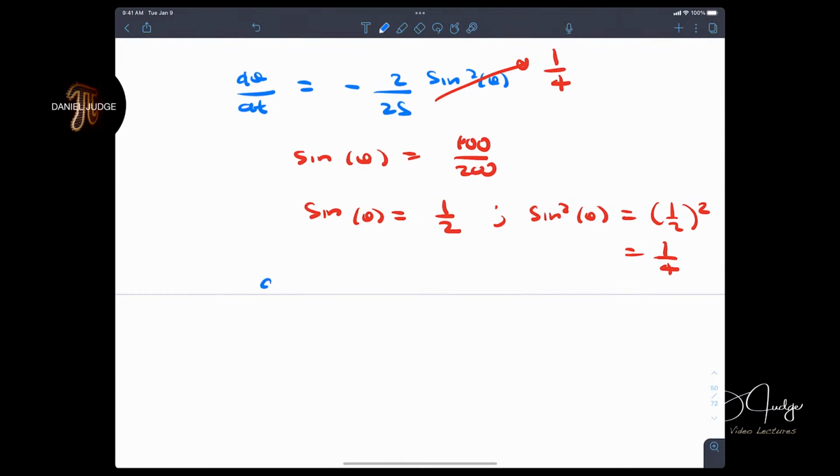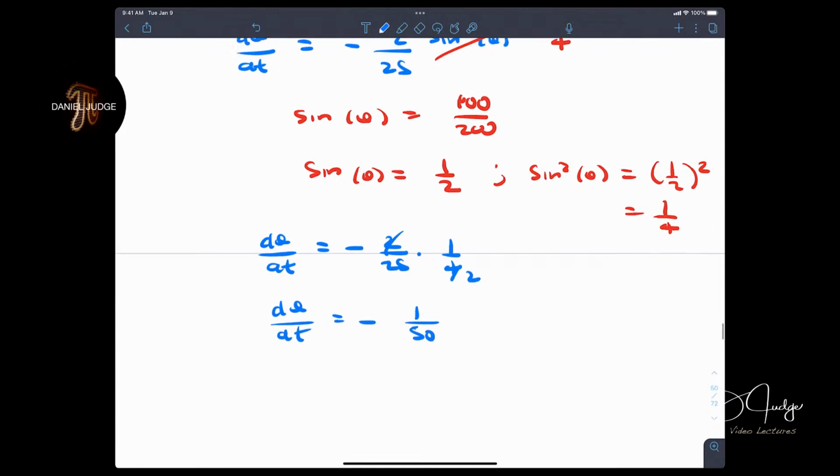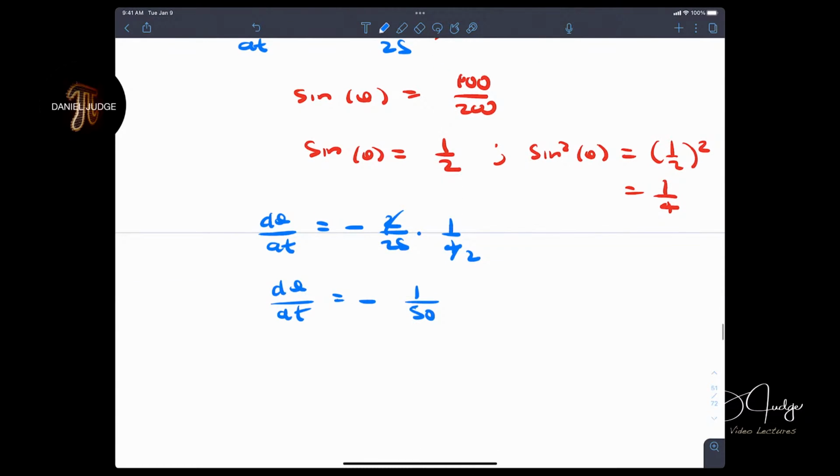And sure enough, d theta dt is minus 2 over 25 times 1/4, 2 and 2. d theta dt is minus 1 over 50. Now that should make a lot of sense here, because this is a radian measure. This needs to be in radians here.